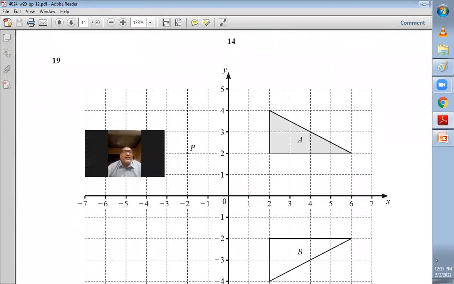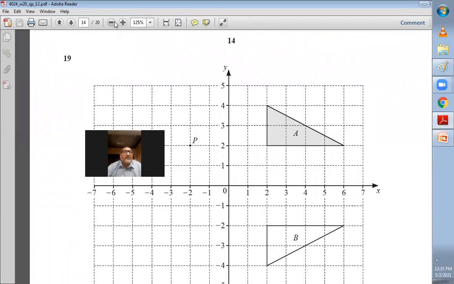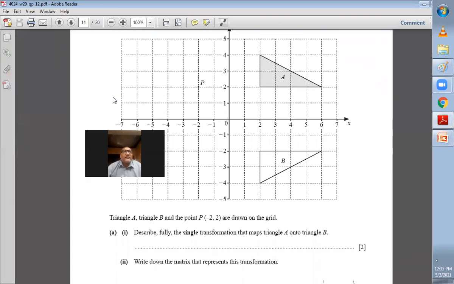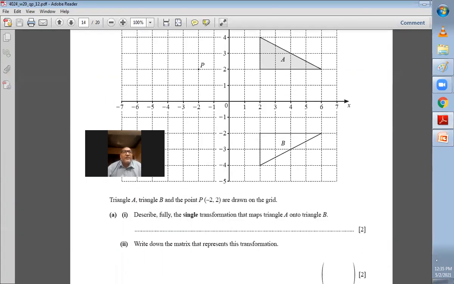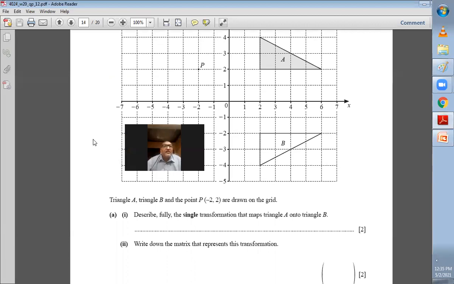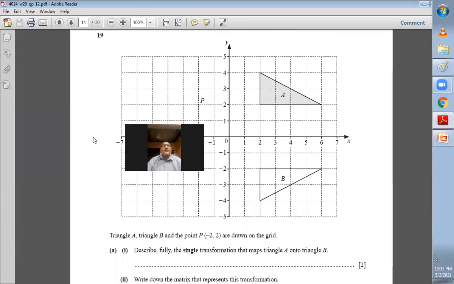Next, question number 19. Let me reduce the size. Okay, so you can understand the question. This question number 19 is coming up on your screen. In the first part, he says, triangle A and triangle B and the point 2B, which is (-2, 2), are drawn on the grid. Describe fully the single transformation that maps triangle A onto triangle B.